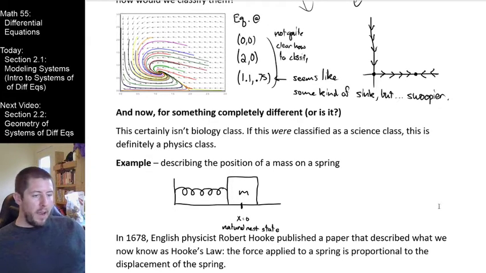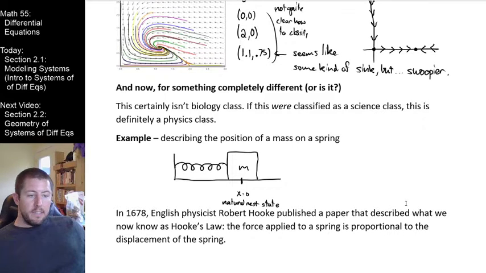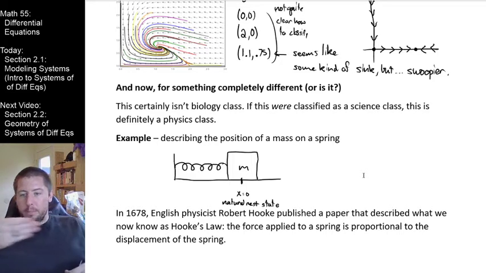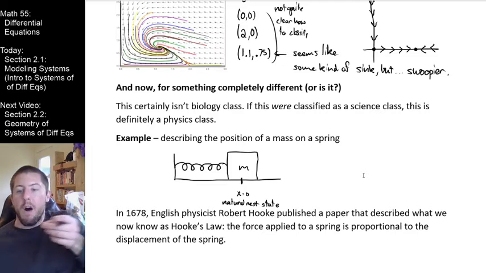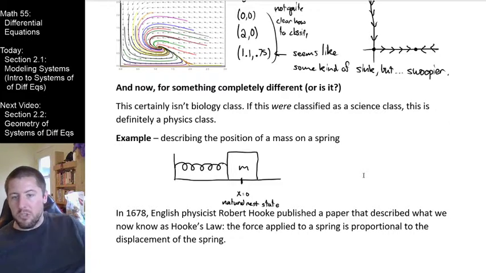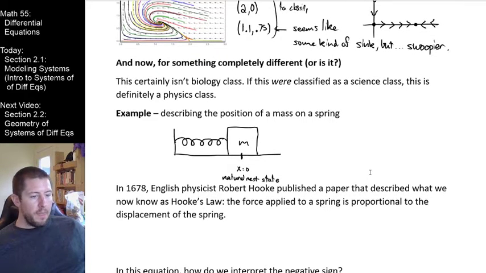That's kind of going to be our goal right here. So, in 1678, there was an English physicist named Robert Hooke, and he published a paper describing what we now refer to as Hooke's law. Hooke's law says the force that is applied to a spring is proportional to the displacement of the spring. So the spring force, either the pulling back or the pushing out, is going to be proportional to how far away the object is from its natural rest state, x equals 0 right there.